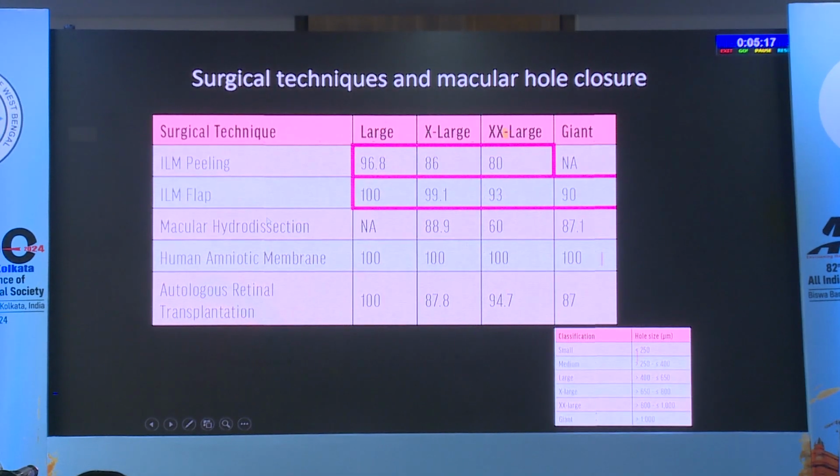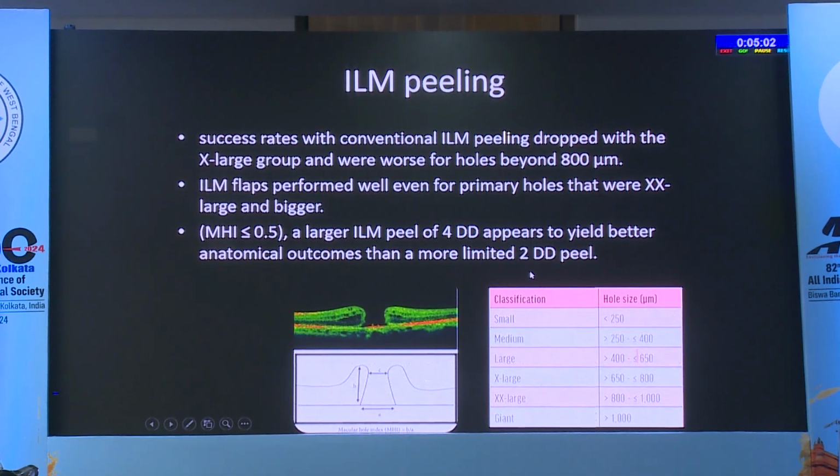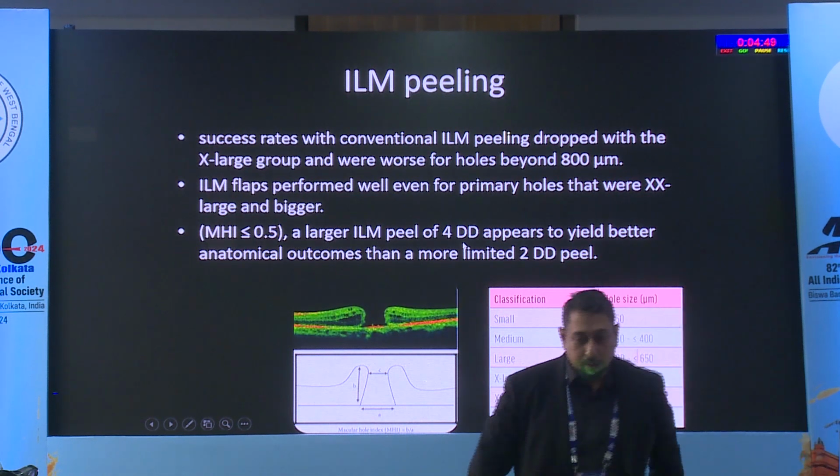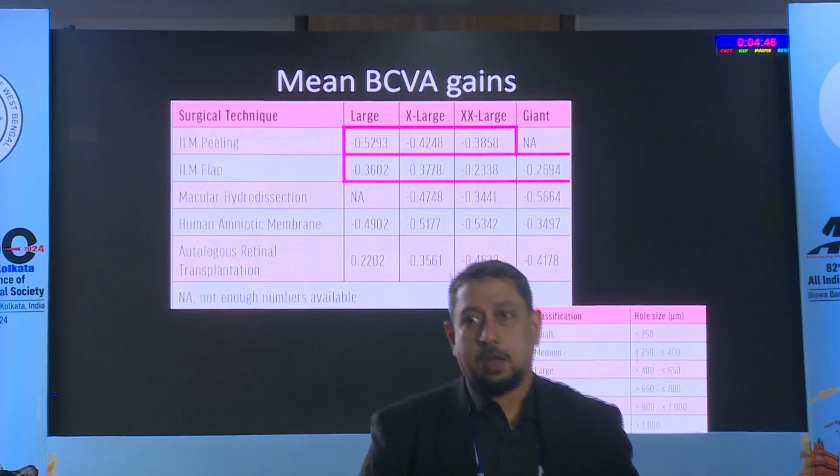There are many surgical techniques that have been described based on the size of the holes. The ILM peel and ILM flap work for the mild to moderate sized holes. The macular hydrodissection, human amniotic membrane and autologous retinal transplantation work for the larger sized holes. ILM peeling definitely works well for the small to medium sized holes. ILM flaps also can be considered for larger holes, but if somebody has a macular hole index of less than 0.5, a larger ILM peel should be done for a better outcome of the surgery.